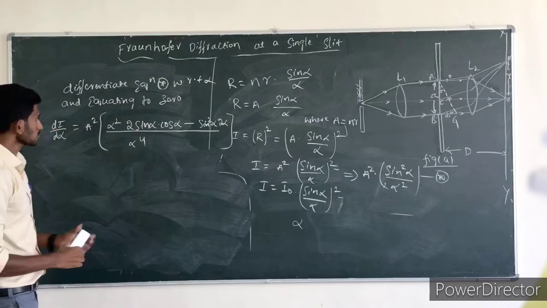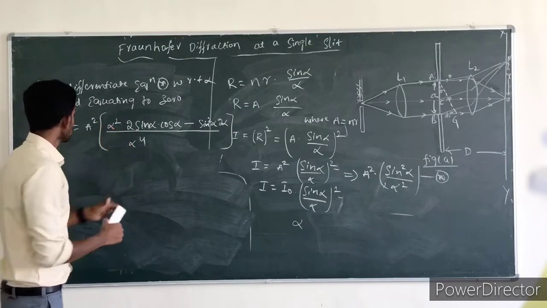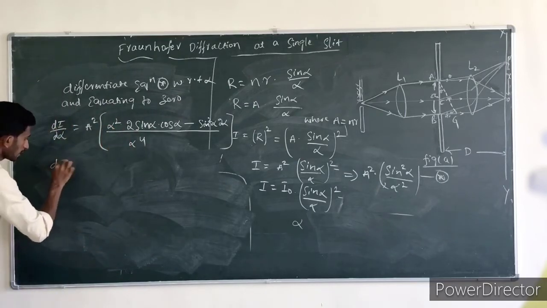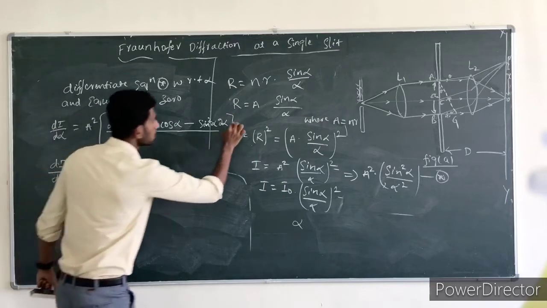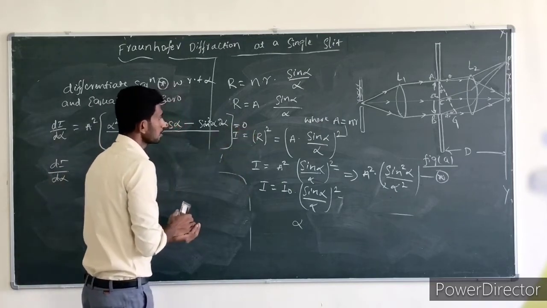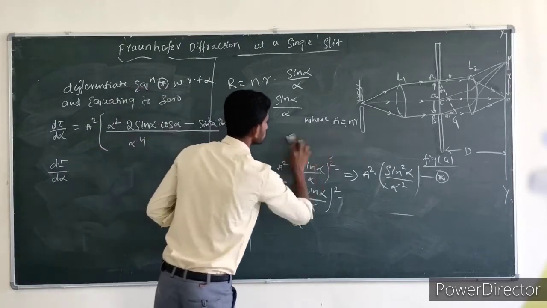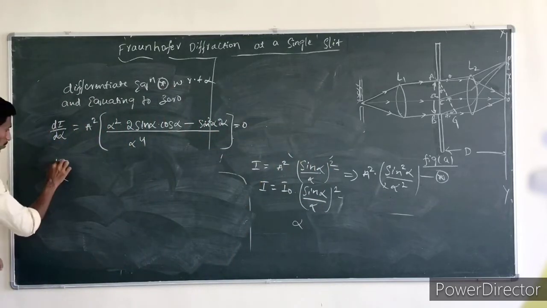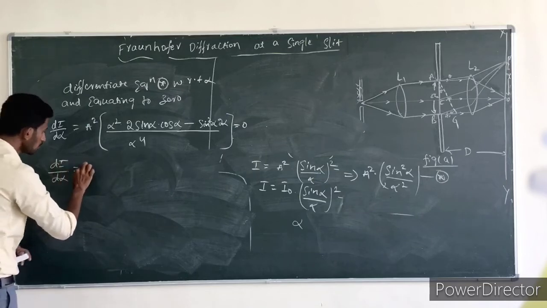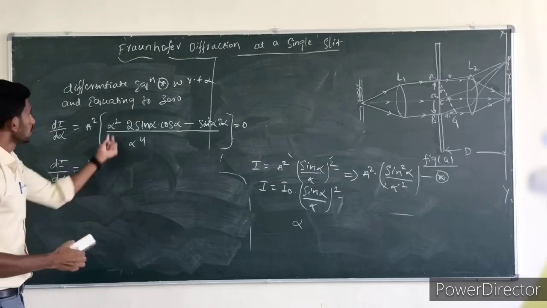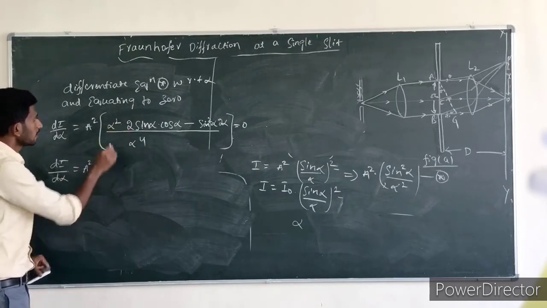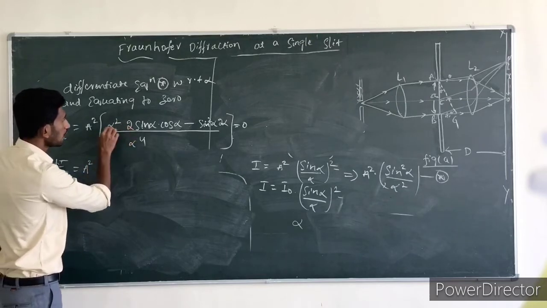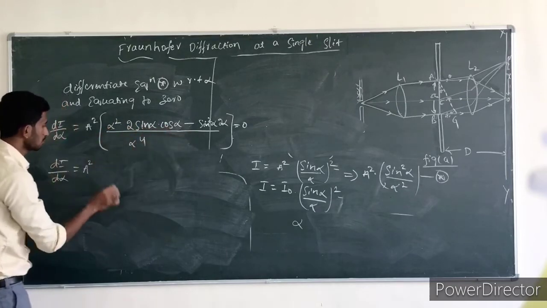Clear? Now here I will take the LHS, which should be equal to 0. We have to equate it to 0. So now I will write d by d alpha as it is. This is equal to A square. In this I will take alpha sin alpha common.